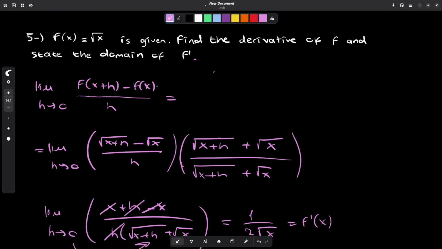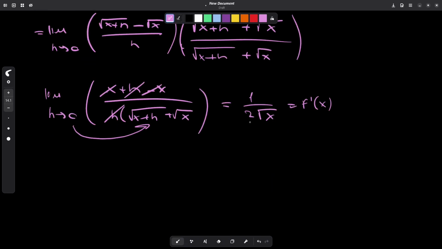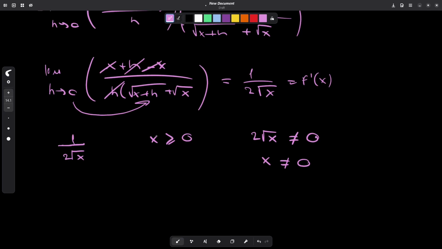What was the question? Okay, we found the derivative and now the domain of the derivative. So first of all, we have two conditions for the domain of this function, right? First condition is x has to be greater than or equal to 0. Second condition is my denominator, 2 root x, should not be equal to 0. From here, I know that for x, I cannot pick 0 because that will make my denominator 0. And other than that, every number greater than 0 is fine. So therefore, the domain is from 0 to infinity.